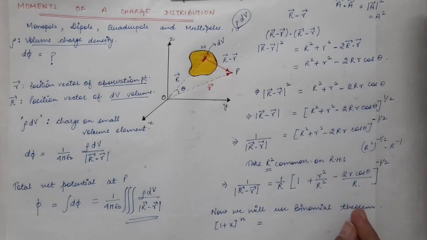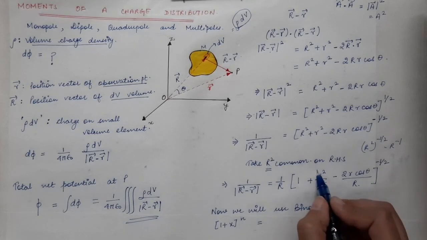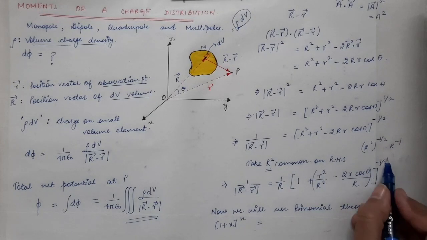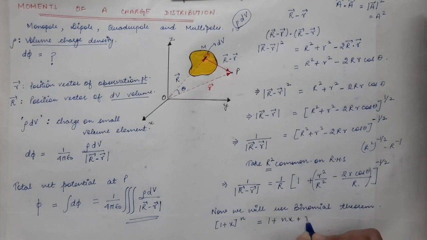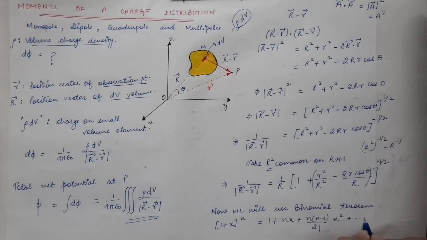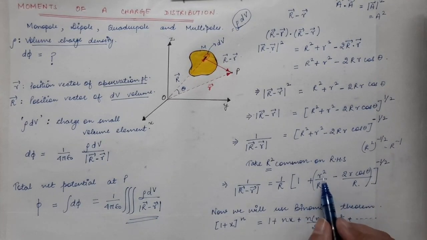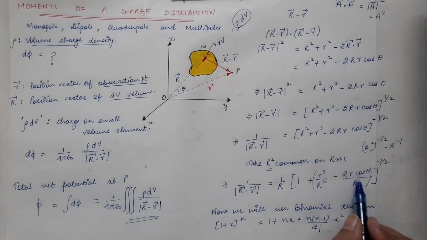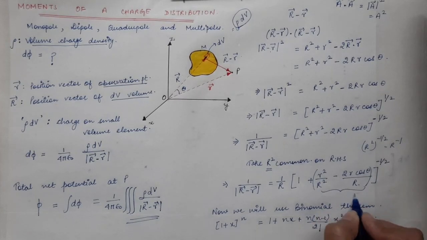Now in this expression we are going to use the binomial theorem. So we will expand this particular term. Here we have (1 plus this whole term) to the power minus 1 by 2. This is similar to (1 plus x) to the power n, which is nothing but 1 plus nx plus n into (n minus 1) divided by 2 factorial into x square, and so on; we have higher order terms. So here also we have 1 plus x. Now x is nothing but small r square by capital R square minus 2r cos theta divided by capital R. So this whole term is equal to x.